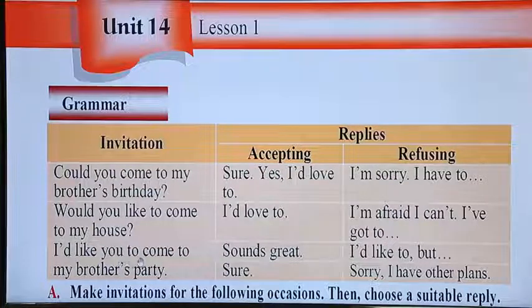I'd like to come to my brother's party. Sounds great, sure. And for refusing you can say I'd like to but. Sorry, I have other plans.